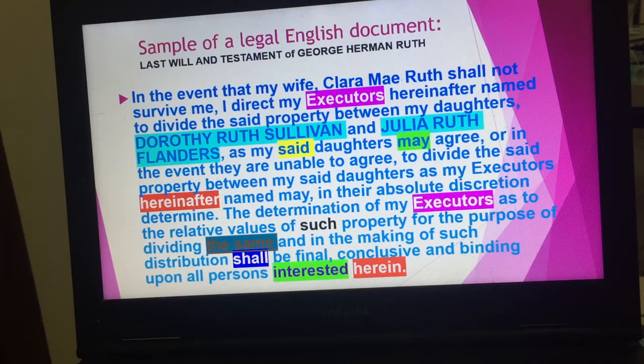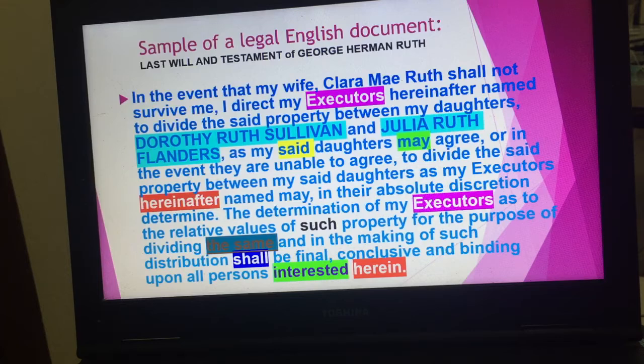He says, in the event, he's just carrying on, in the event that my wife Clara May Ruth, now he is not going to put that in capital this time, because already he's mentioned it in capital earlier. Now, in the event of my wife, Clara May Ruth, shall not survive me. In the case of, she didn't survive me. If she survived me, she will be bequeathed, given.